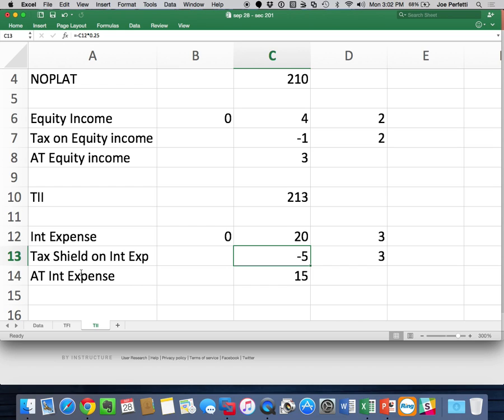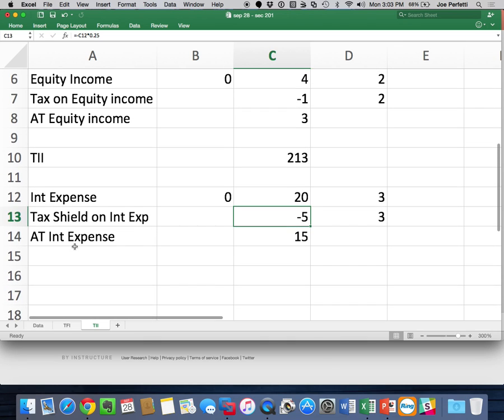Okay, so I pay $20 million of interest, but the IRS lets me deduct 5, like the home mortgage deduction. Corporations can deduct interest expense as a cost of doing business. At a 25% marginal rate, I essentially save $5 in taxes. So I'm paying $15 in interest.